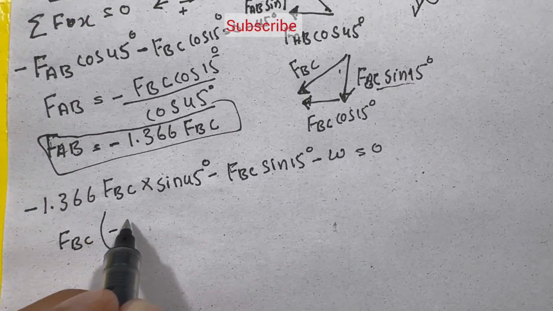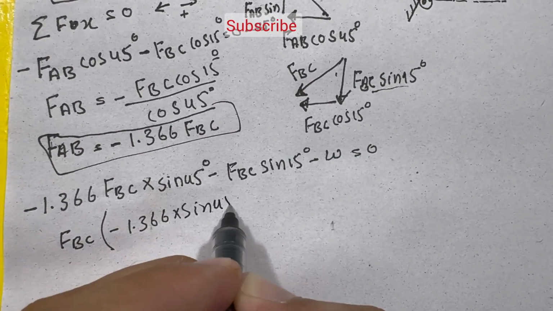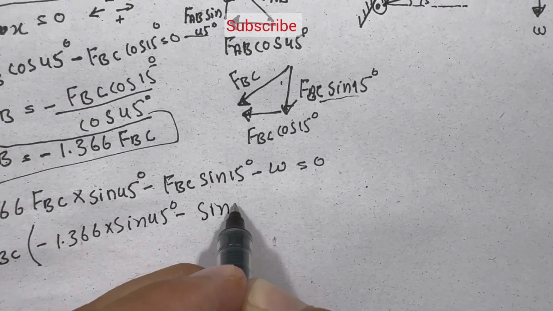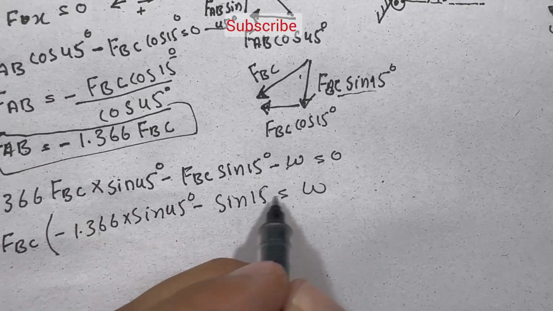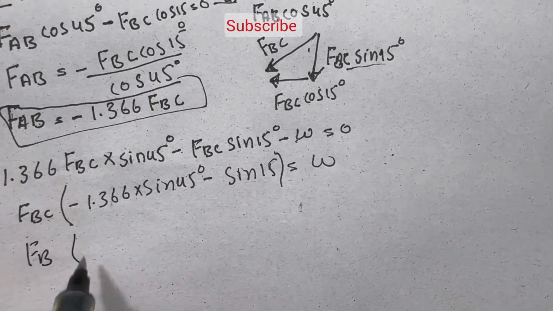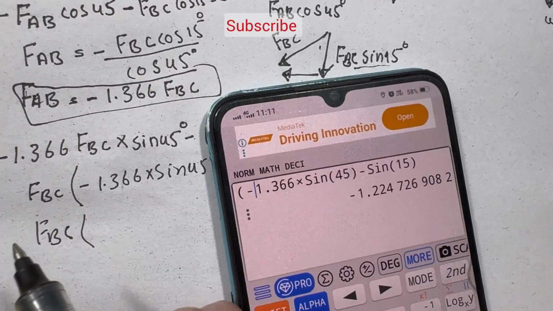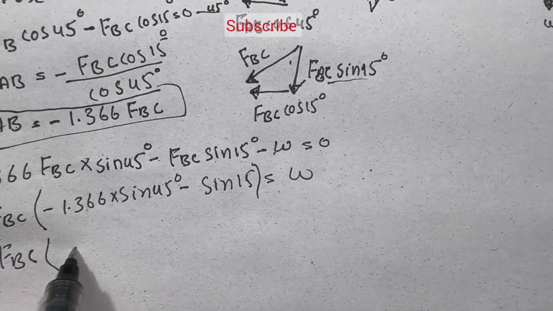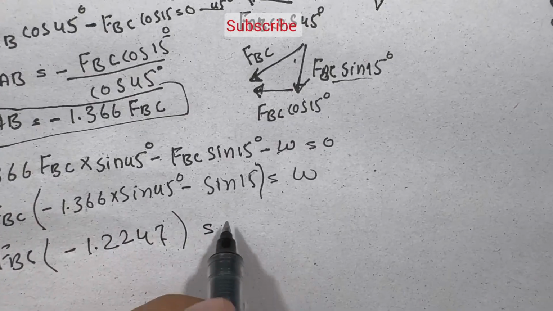Okay, FBC times (1.366 multiplied by sin 45 degrees, minus sin 15), equal to W. I shift this to the right side. If I calculate this, 1.2247 minus 0.2588 gives FBC multiplied by that value, equal to W.